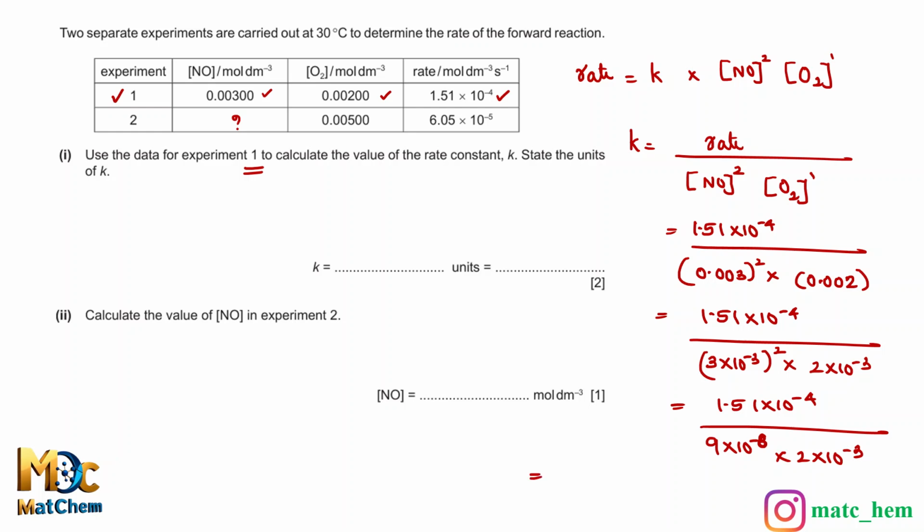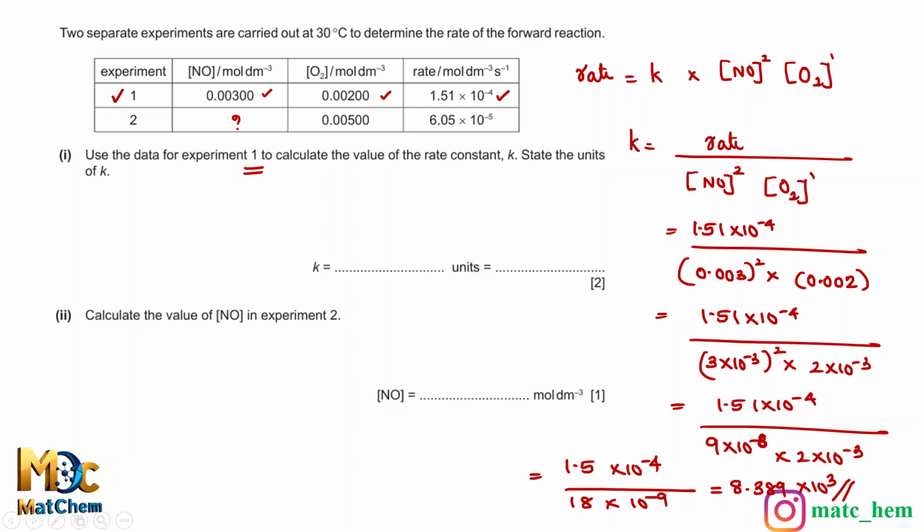So what will it become? 1.51 into 10 raised to minus 4 divided by 9 into 2, which is 18, into 10 raised to minus 9. Done? 10 raised to minus 9. So 1.51 divided by 18, that will become equal to 8.389 into 10 raised to 3.